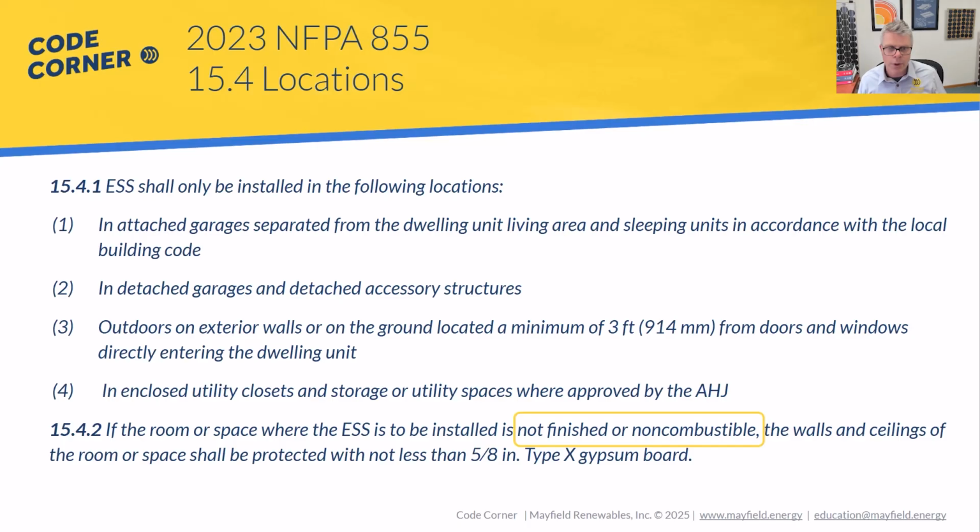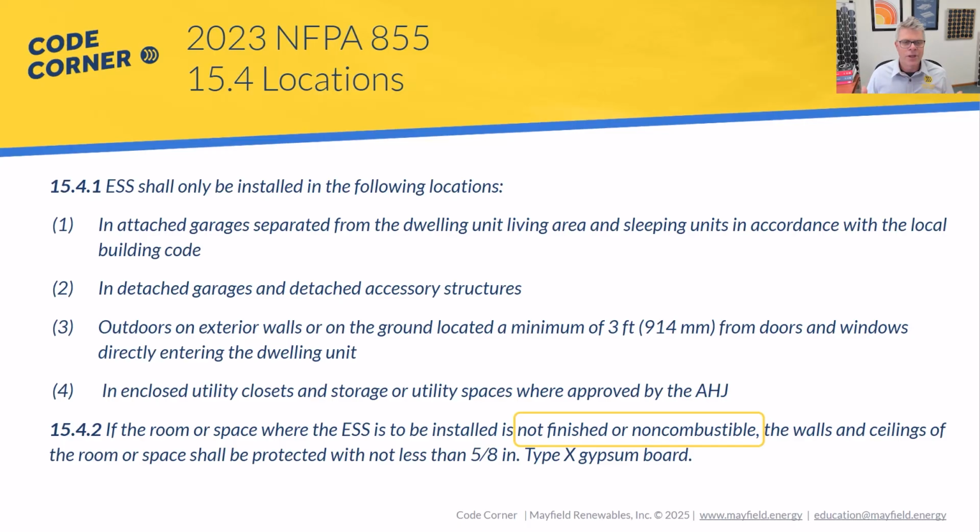What I wanted to point out is that last one, which we have circled there. This is about putting that 5/8 inch Type X gypsum board. The way 855 was written, this is 2023 language, it can be confusing. It says if the ESS is to be installed in a room or space that is not finished or not non-combustible, the walls or ceilings shall be provided.